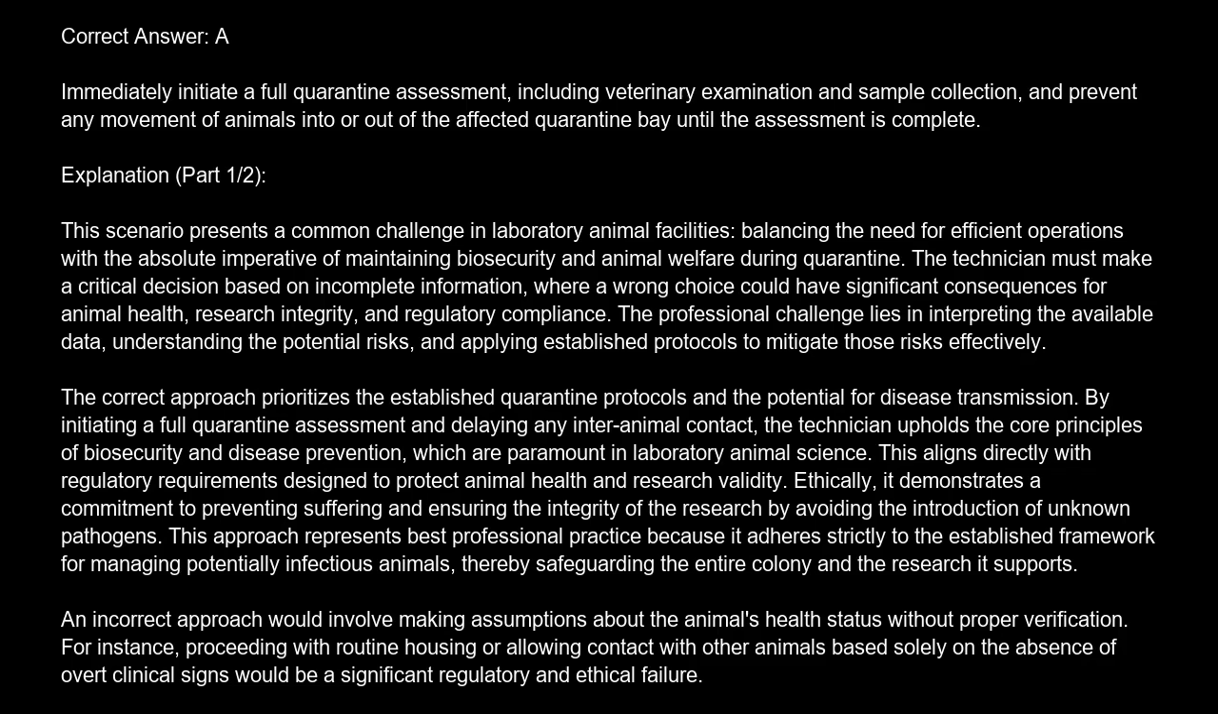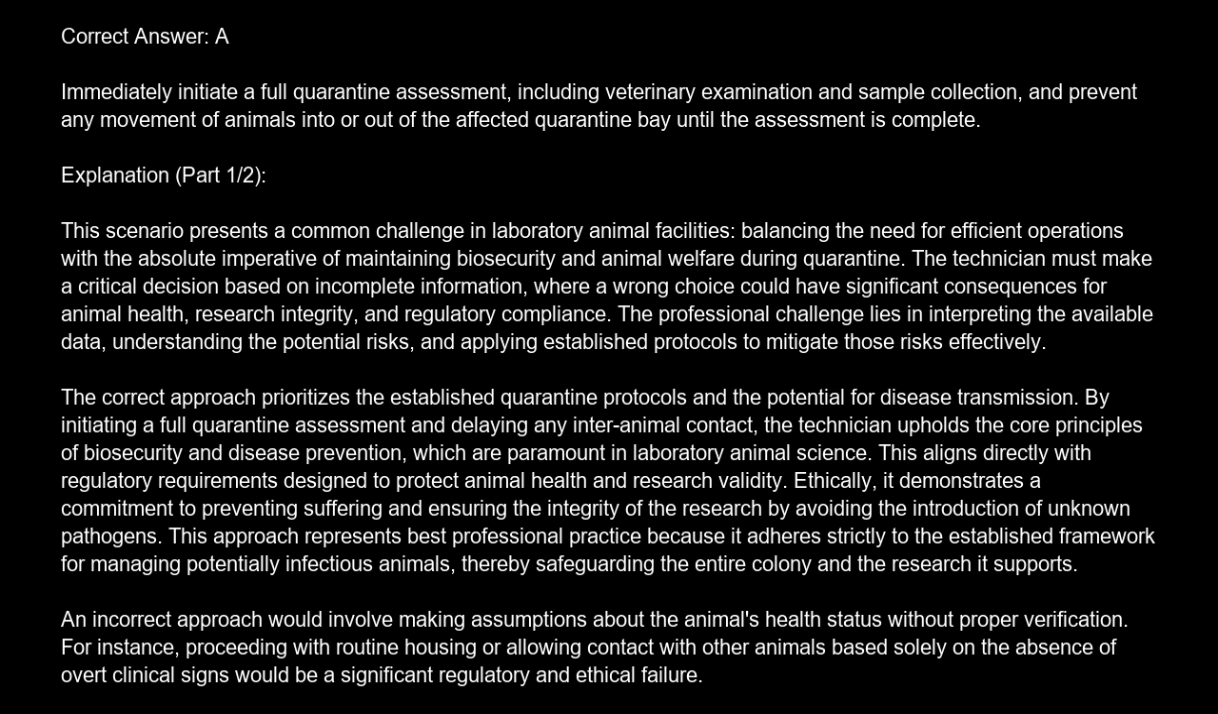The correct answer is A. Immediately initiate a full quarantine assessment, including veterinary examination and sample collection, and prevent any movement of animals into or out of the affected quarantine bay until the assessment is complete.